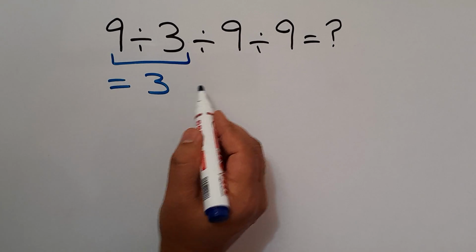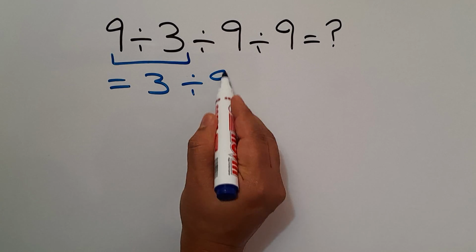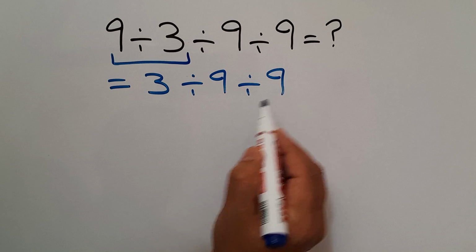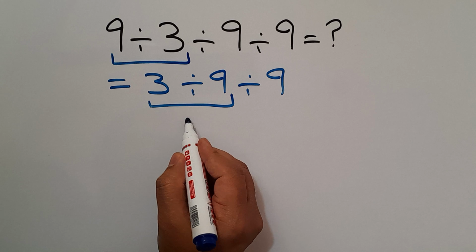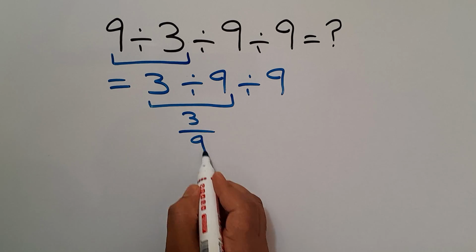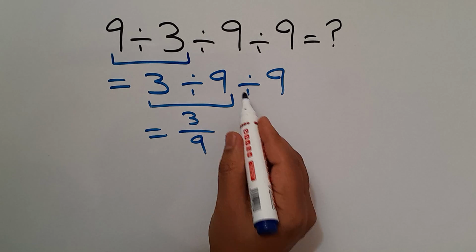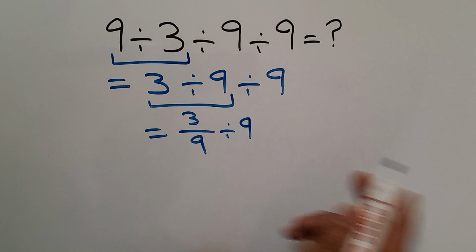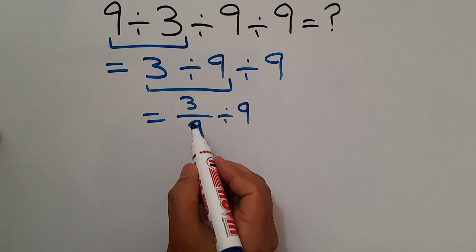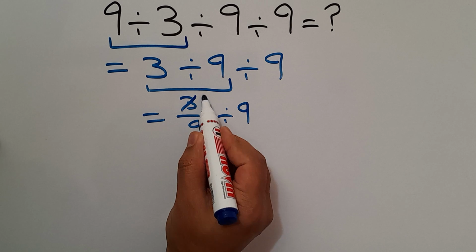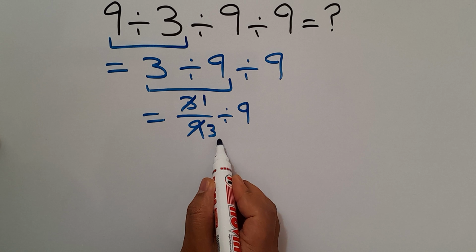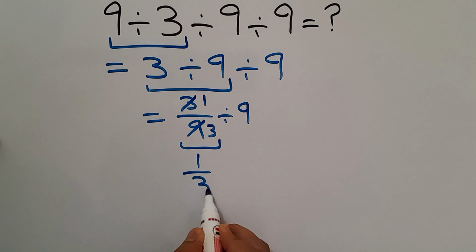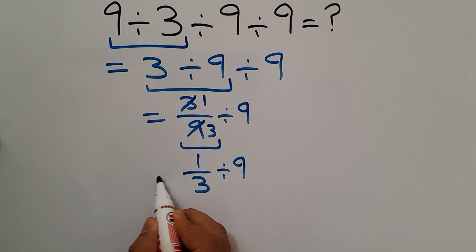So we have 3 divided by 9 and again divided by 9. 3 divided by 9 can be written as 3 over 9. So 3 over 9 divided by 9. Now 3 divided by 3 gives us 1 and 9 divided by 3 gives us 3. So we have 1 over 3 divided by 9.